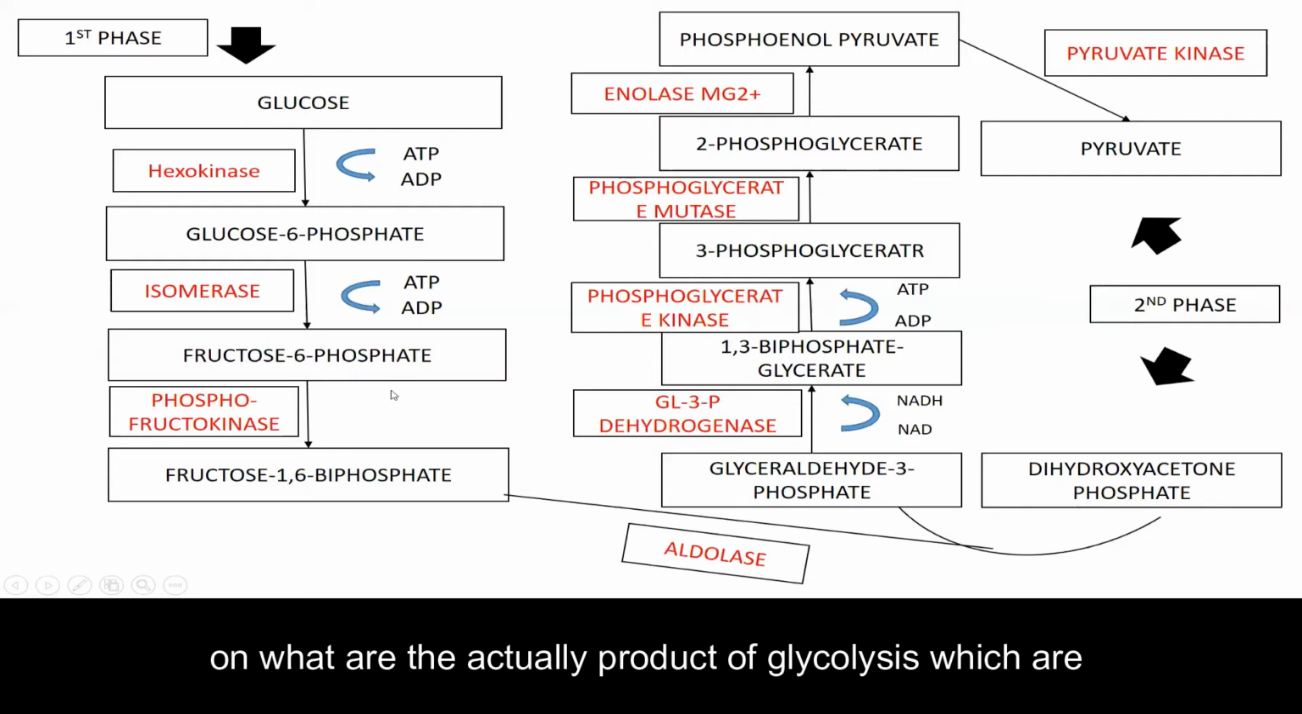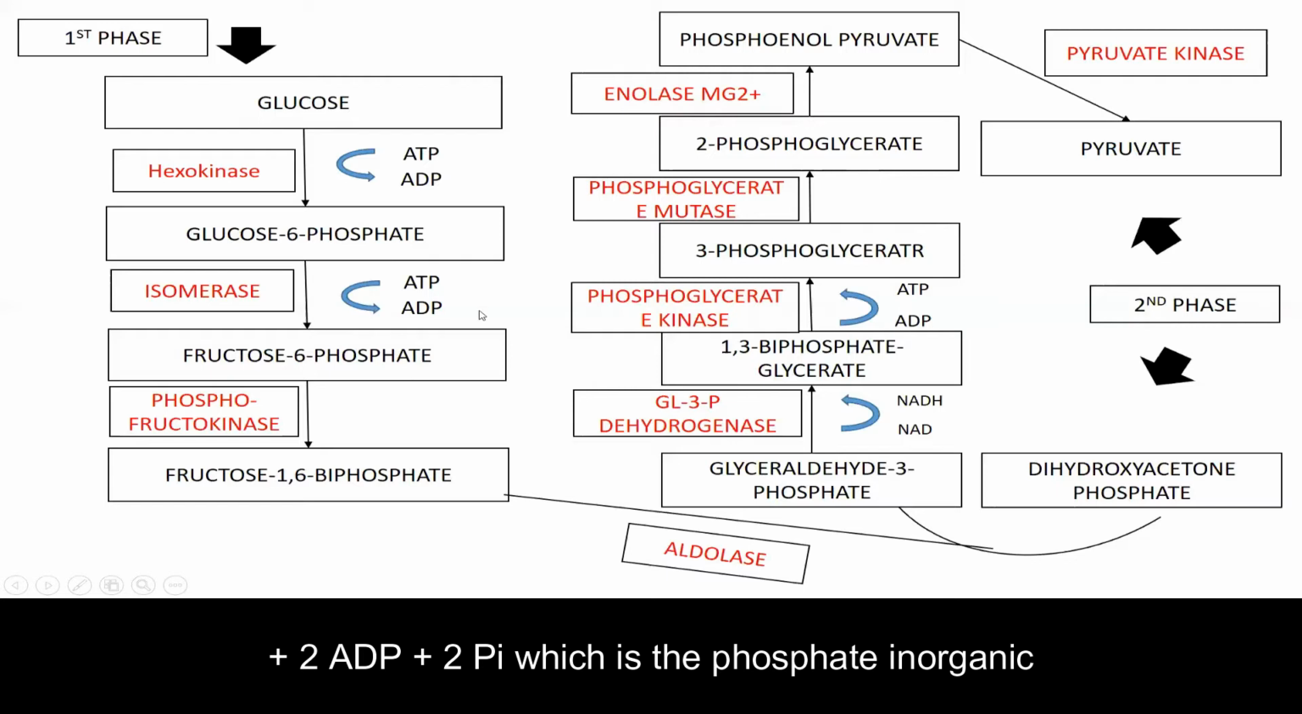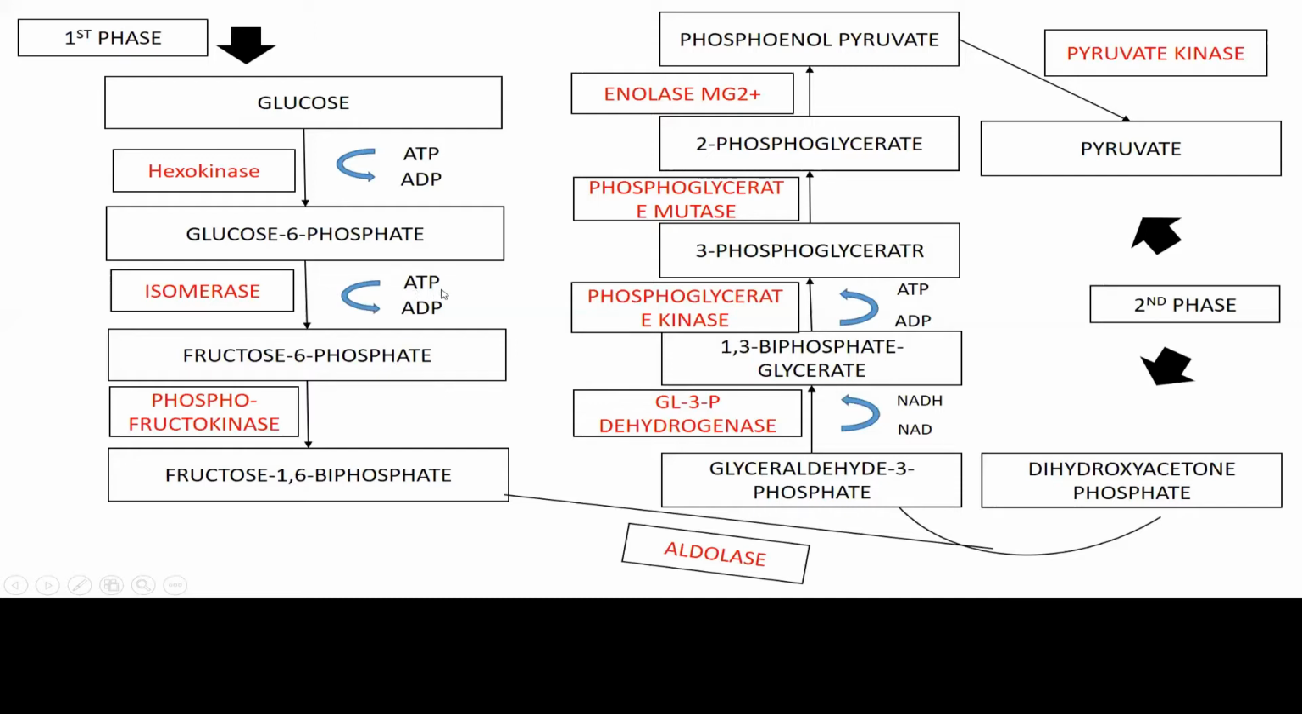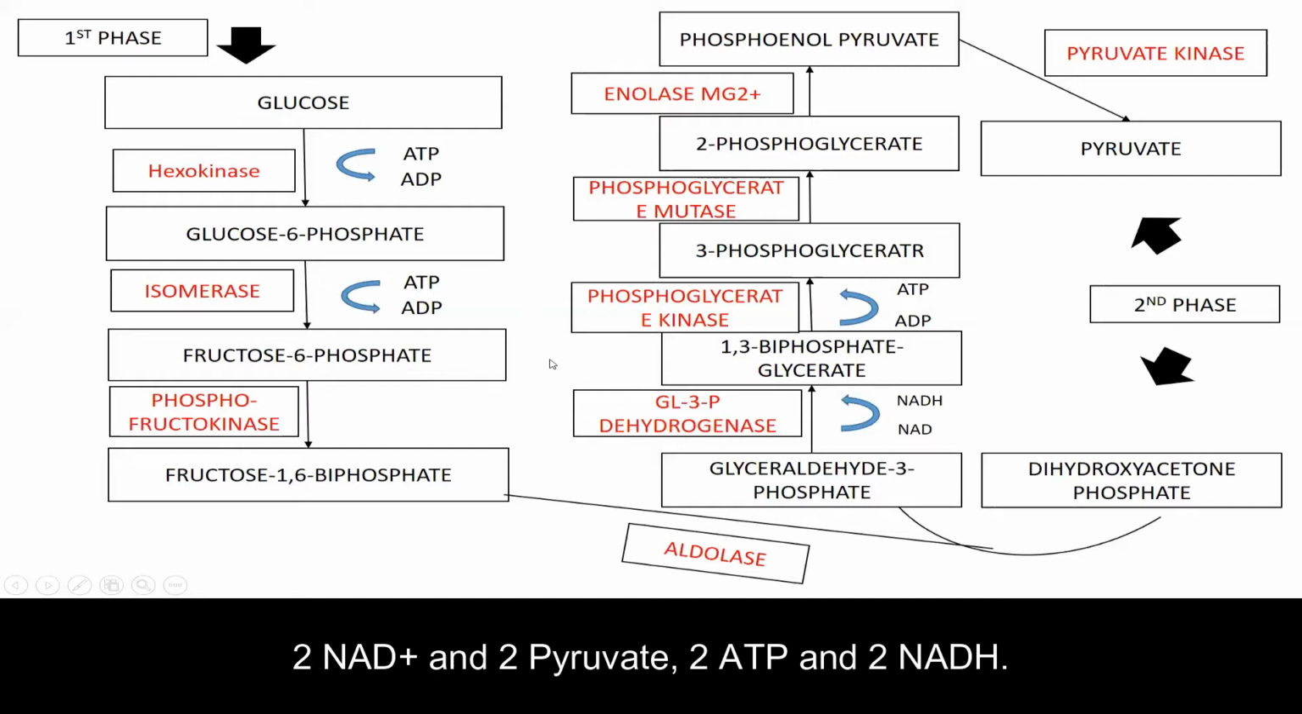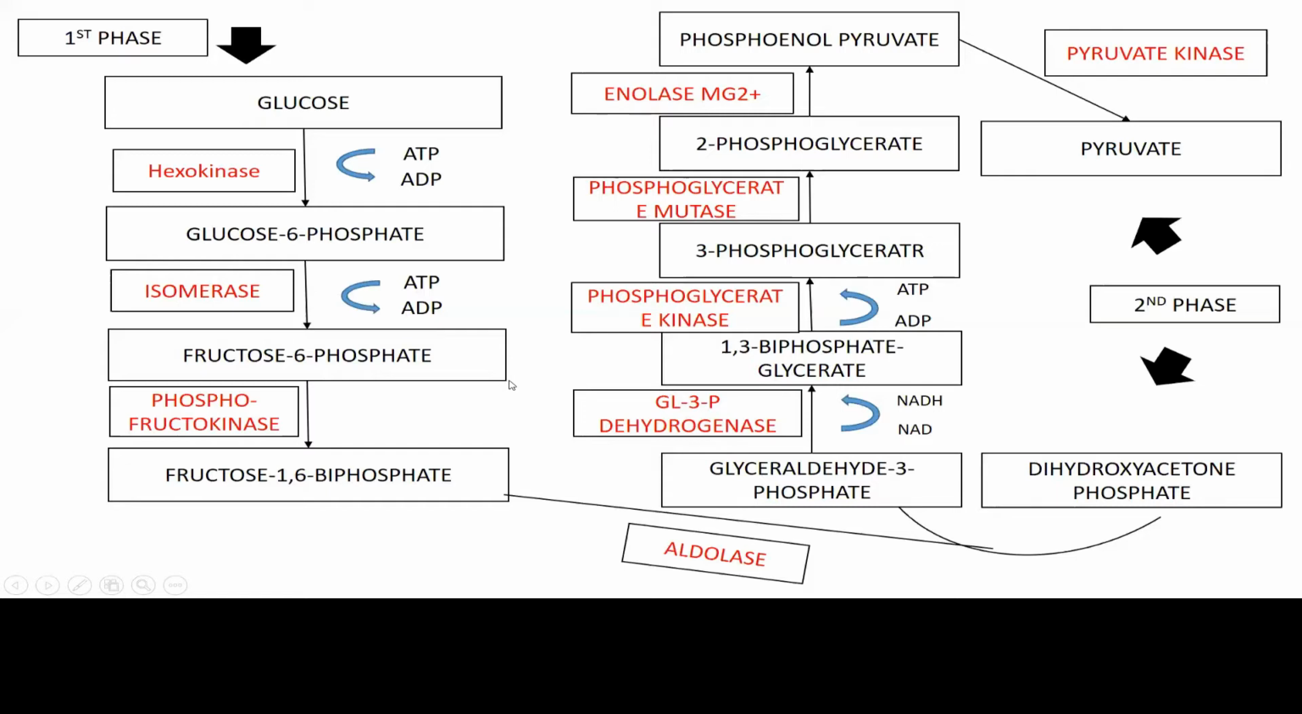Then, the net reaction of glycolysis at the splitting molecule gives a better understanding of what the actual products of glycolysis are, which are 2 ADP, 2 Pi, which is inorganic phosphate, 2 NAD+, and 2 pyruvate, 2 ATP, and 2 NADH. So that's all from me.